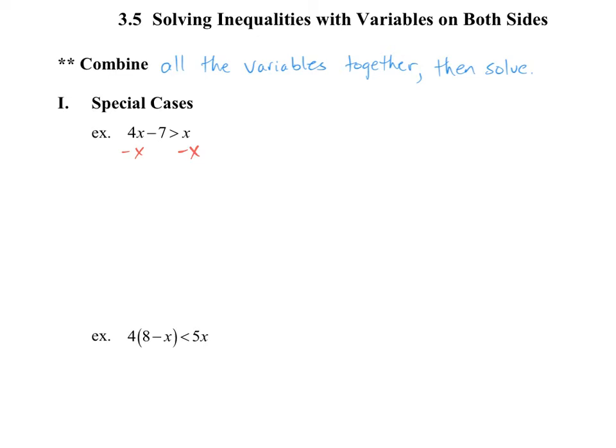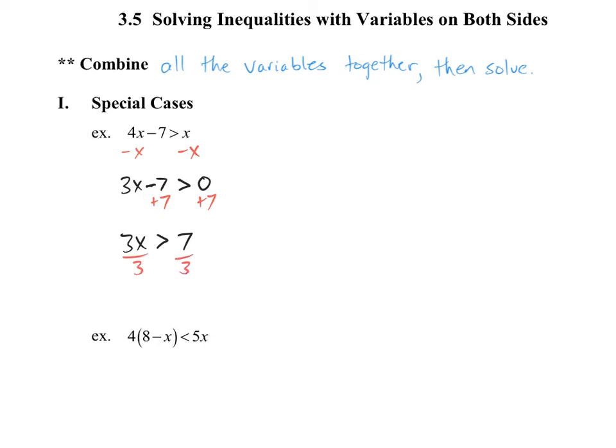4x minus x is? 3x. So we have 3x minus 7 is greater than what's left on the right side? 0. Perfect. So we had an x, we took it away, so there's 0 left on that side. Now to solve, we just go like normal. First step would be to? Plus 7, plus 7. 3x is greater than still? 7. Next step is to divide by 3.